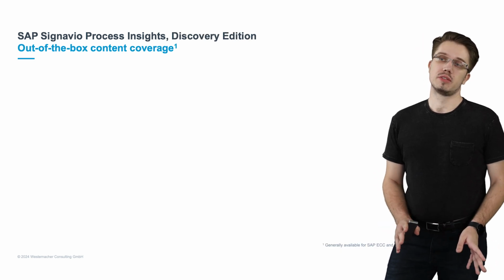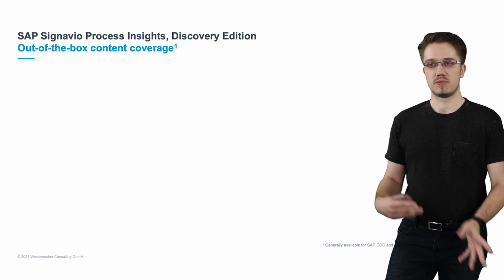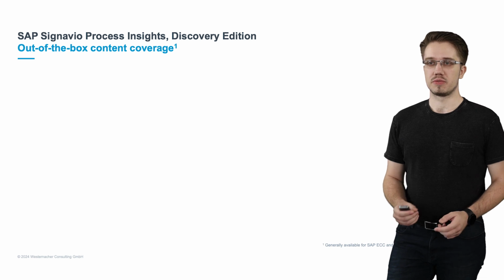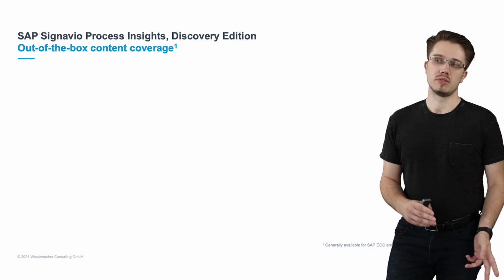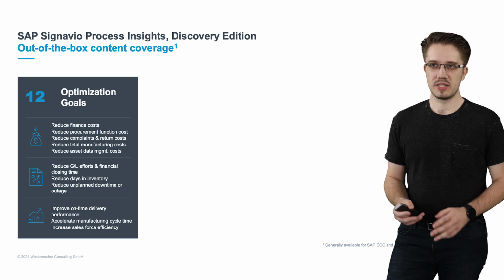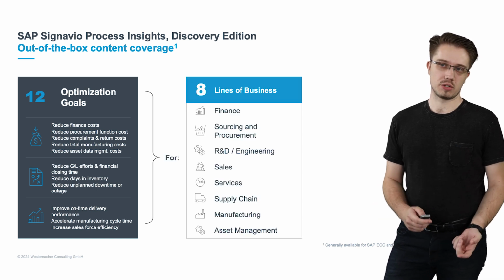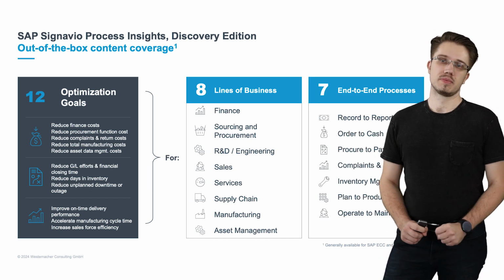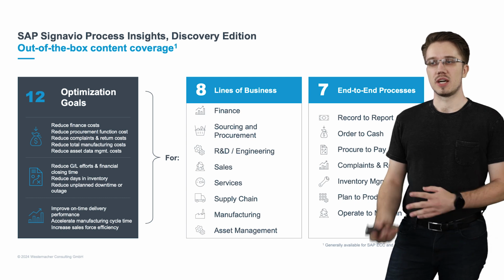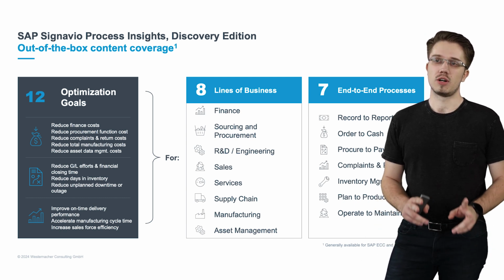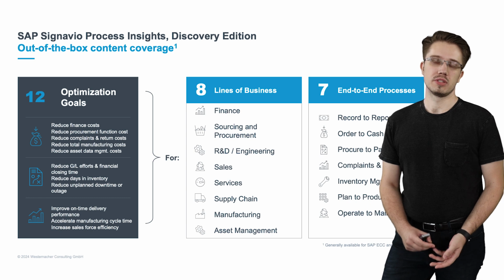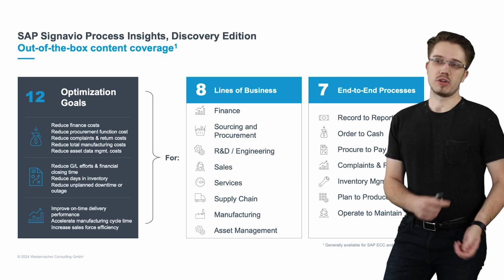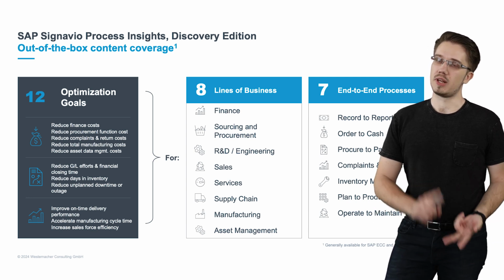If you don't want to commit to the SAP Signavio Process Insights full version, there's a small appetizer with the Discovery Edition, which offers a free analysis of one process flow out of a collection of 3. The analysis includes 12 optimization goals for 8 lines of business and 7 end-to-end processes. The SAP Signavio Process Insights Discovery Edition offers plenty of cost reduction goals for LOBs like finance, sourcing, manufacturing, through processes like order to cash, procure to pay, plan to produce.